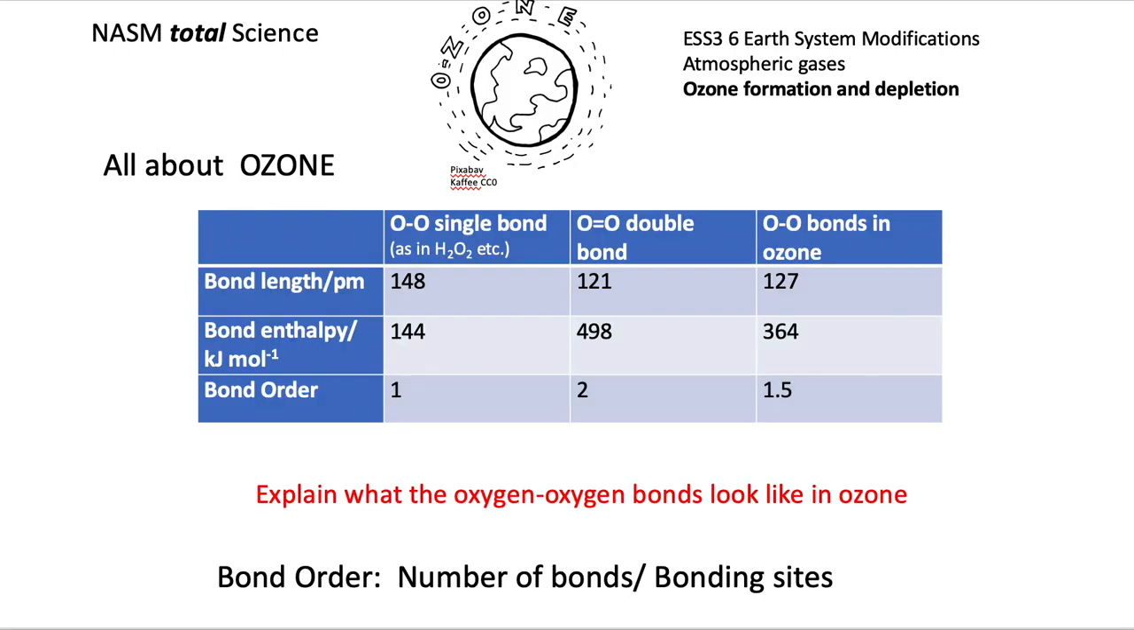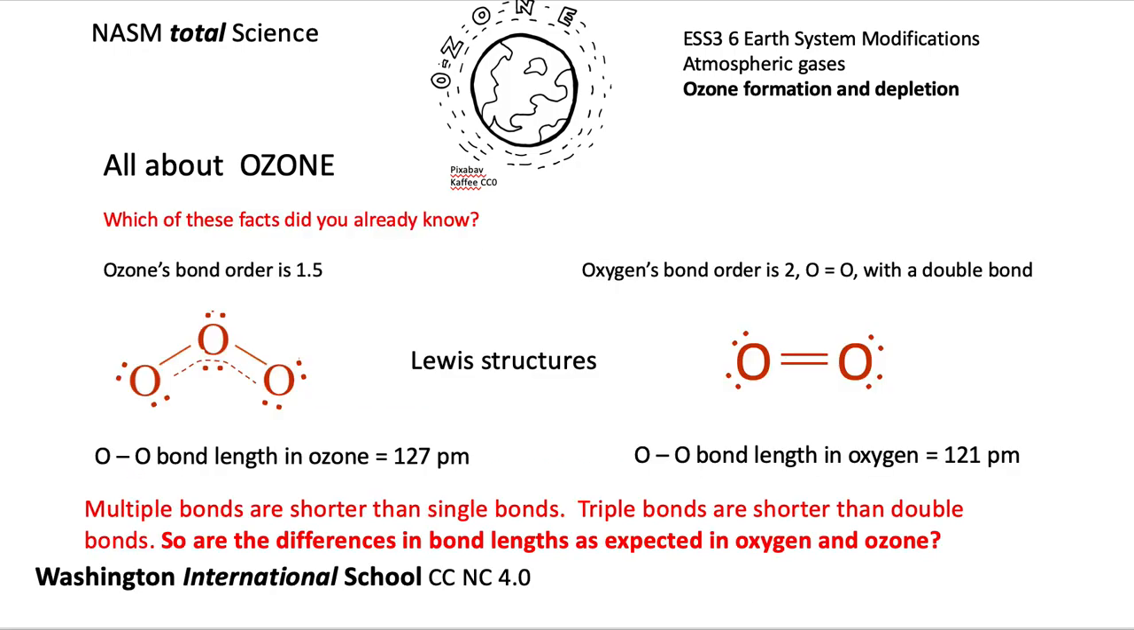And here is another table to pause on, to look at the difference in bond lengths. Why is the bond enthalpy, the bond strength, the amount of energy to break the bond, in ozone less than that in oxygen? And here we're looking at the bond lengths. Multiple bonds are shorter than single bonds. So are the differences in the bond lengths that you see there expected in both oxygen and ozone?